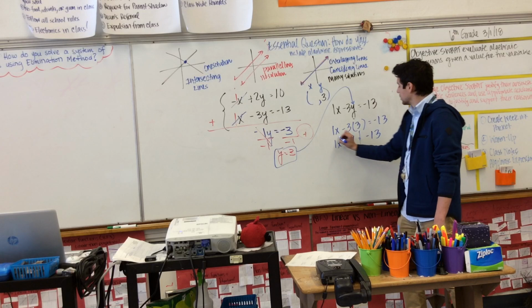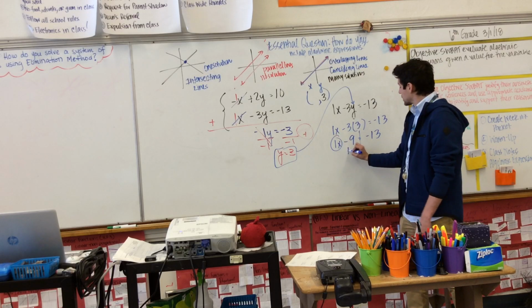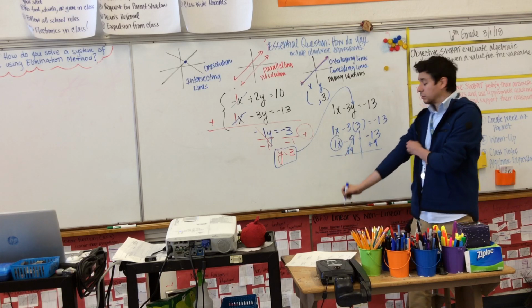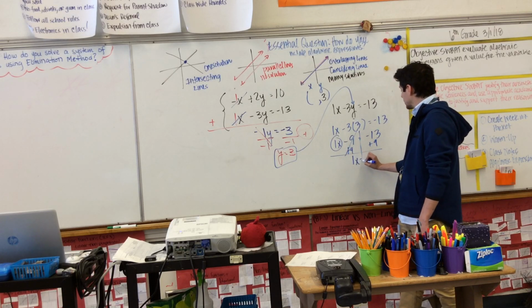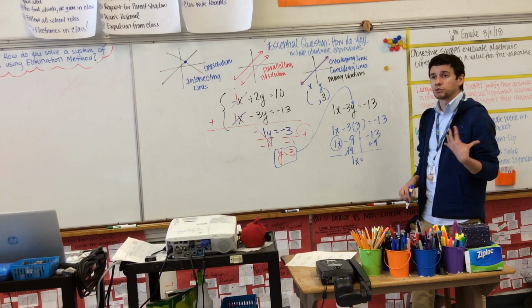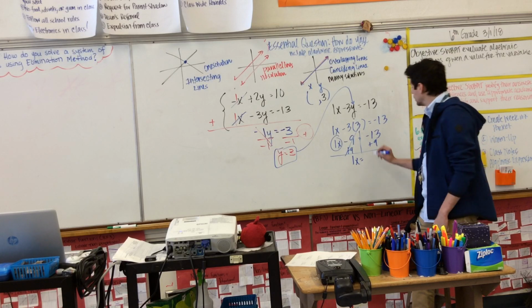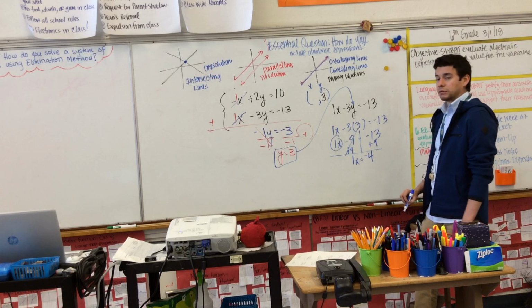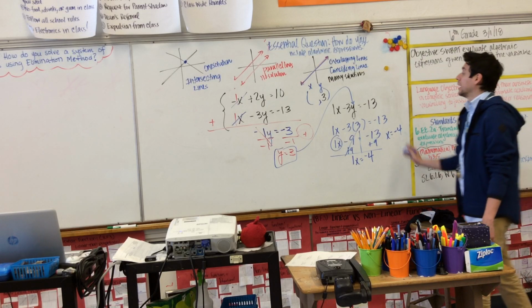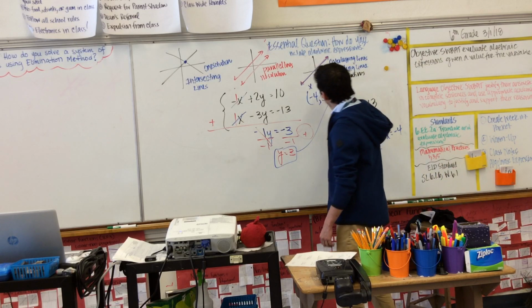Simple. Barrier, circle, plus 9, cancels out. 1x equals, same sign or different signs? Different. So subtract 9, 10, 11, 12, 13, 4. But that 4 is going to be negative 4. So that means x is equal to negative 4. X is equal to negative 4.